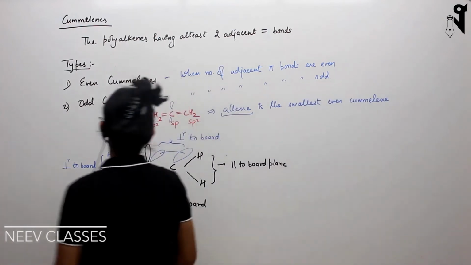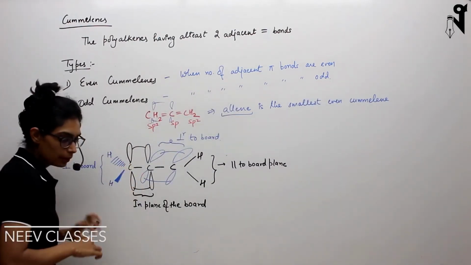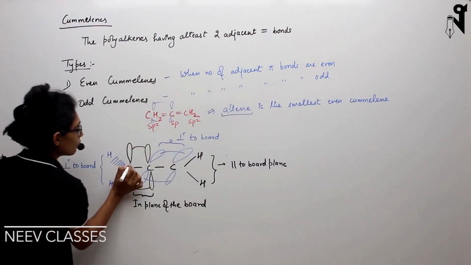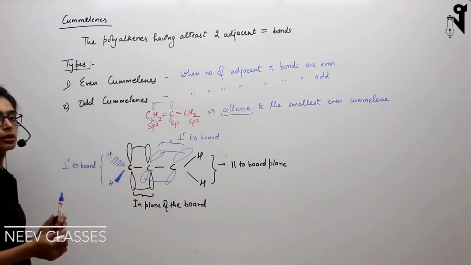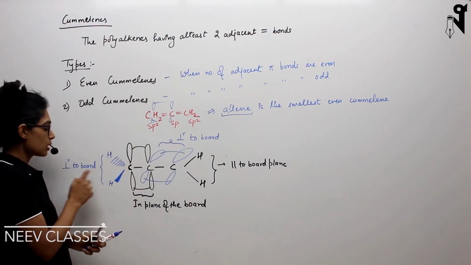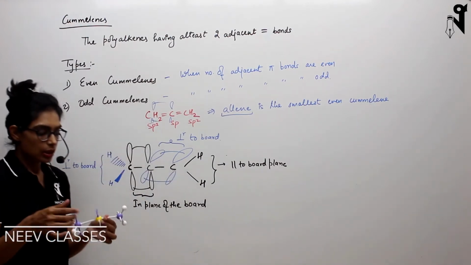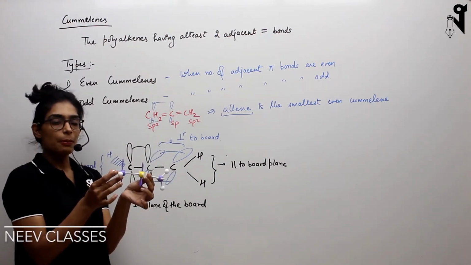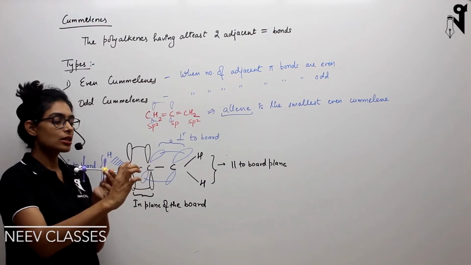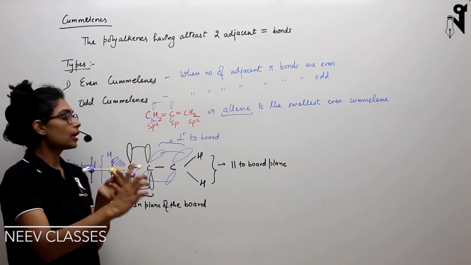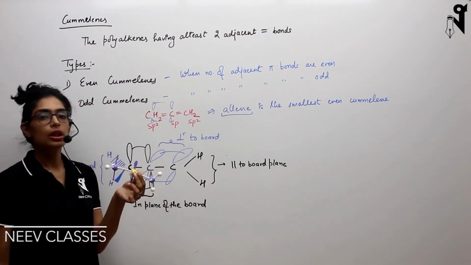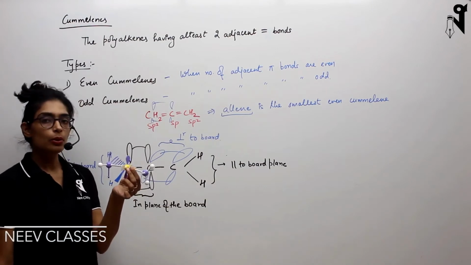So what we can see is, if I talk about the first carbon, the first carbon's hydrogens are perpendicular to the board, whereas the last carbon's hydrogens are parallel to the board plane. I hope you have understood this.